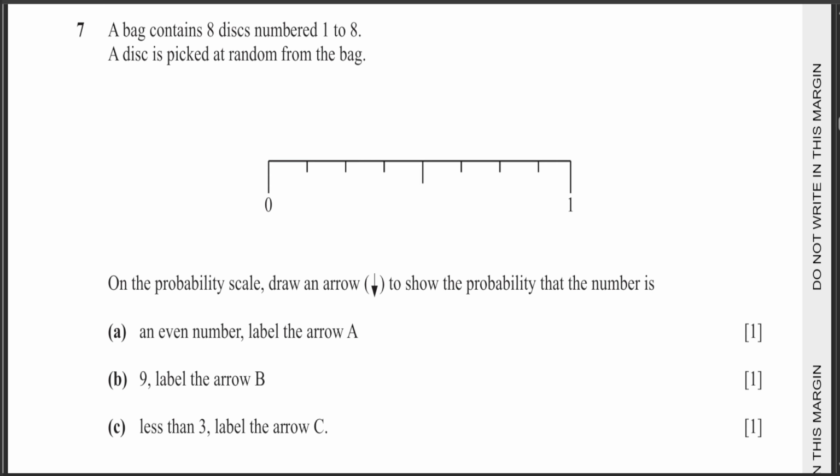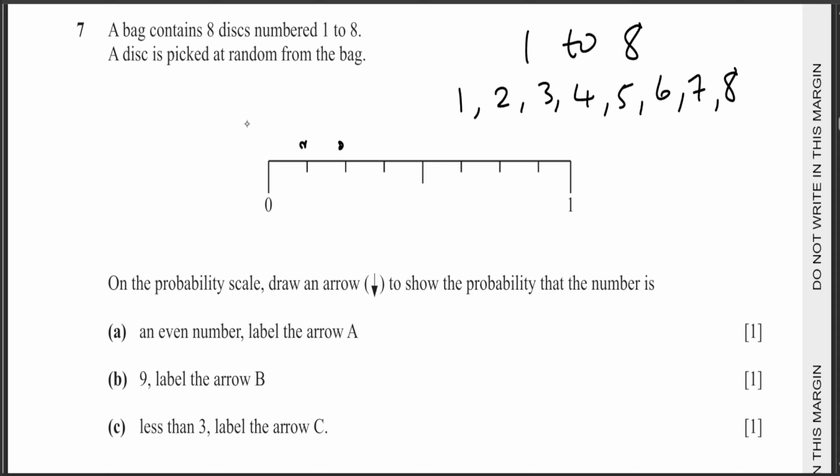Now, 1 to 8. The probability that it is even. Remember, 1 to 8 is 1, 2, 3, 4, 5, 6, 7, and 8. So there are 8 numbers. If you look at the even numbers, it is just 2, 4, 6, and 8. So how many numbers are those? Those are 4 over 8 numbers.